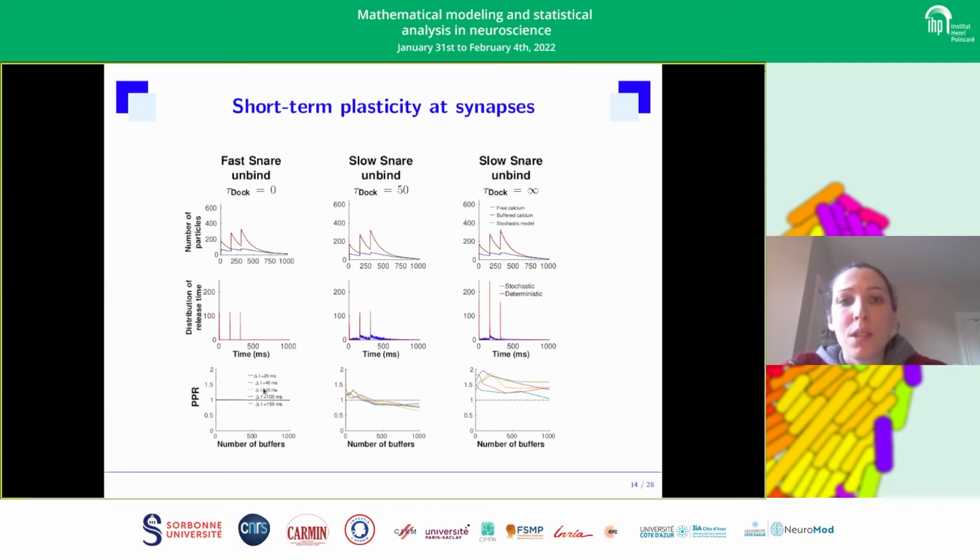And what we could see is that if you have a slow SNARE unbinding, so the calcium can unbind from the SNARE, but slowly, then depending on the number of buffers you have inside the terminal, it is able to make the synapse shift from a facilitating synapse, which you see here with the paired-pulse ratio that is bigger than 1, to a depressing synapse, where the paired-pulse ratio is smaller than 1. So, I had other things, but probably I don't have time for it.